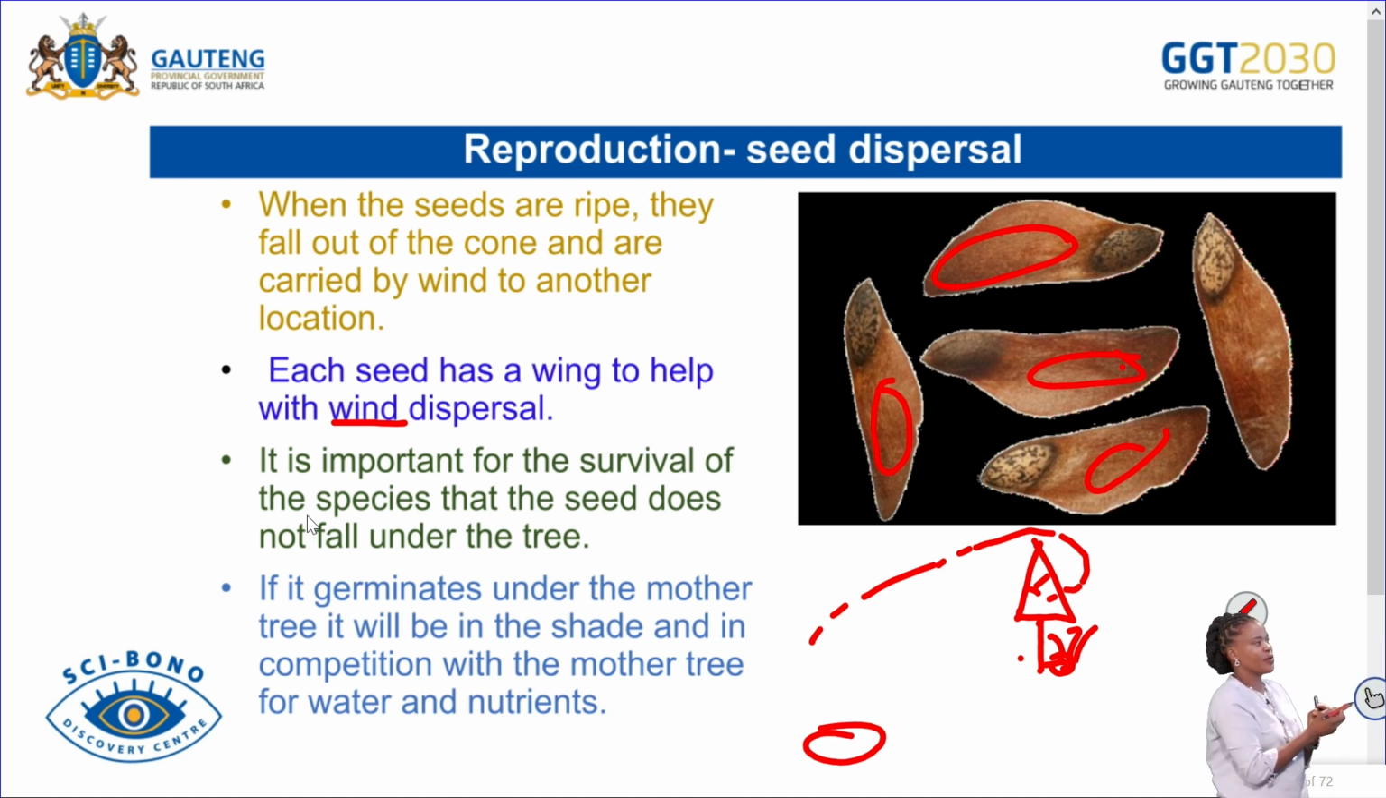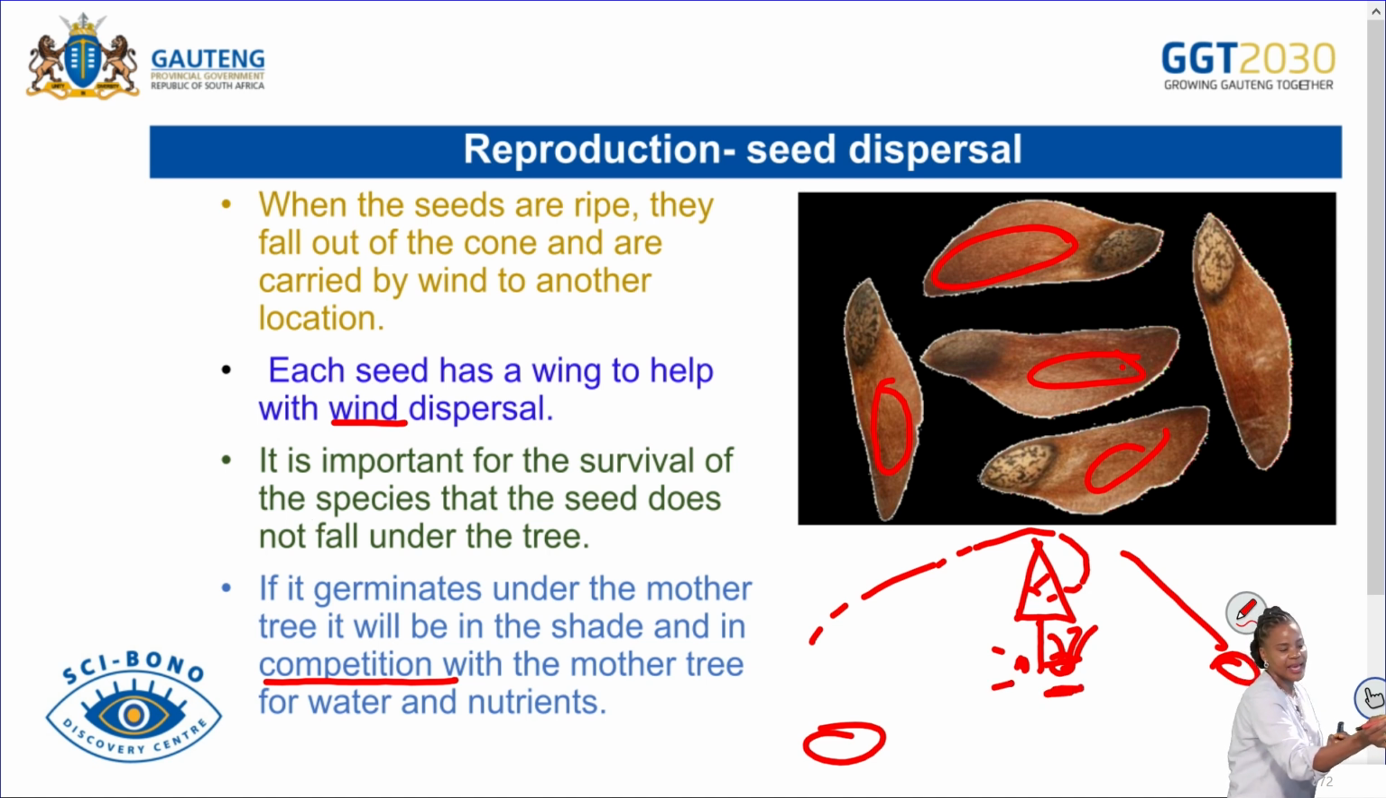And then it is important for the survival of the species that the seeds do not fall under the tree, as I've just explained. It is very, very important for them not to fall under the mother. Why? Because when they germinate under the mother, there will be shade, number one, which will hamper them to grow. And again, there will be competition with the mother tree. Competition of what? Competition of water as well as nutrients. So if it grows away from the mother, it will grow independently.